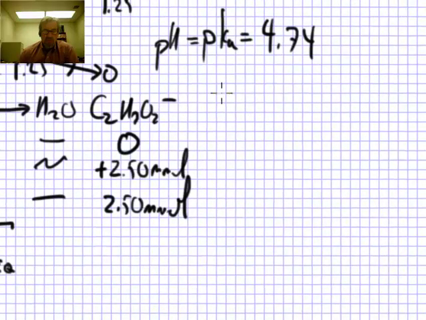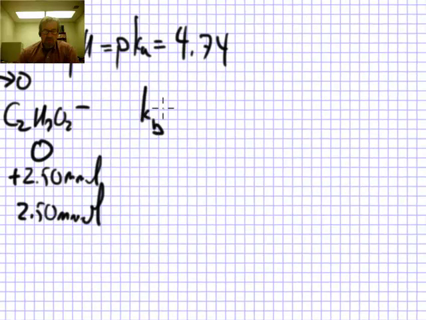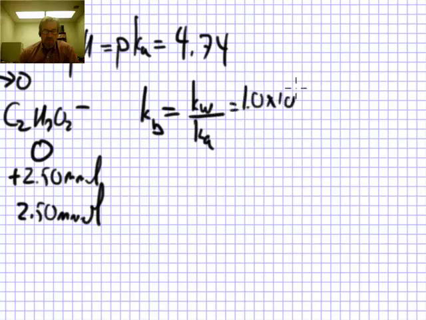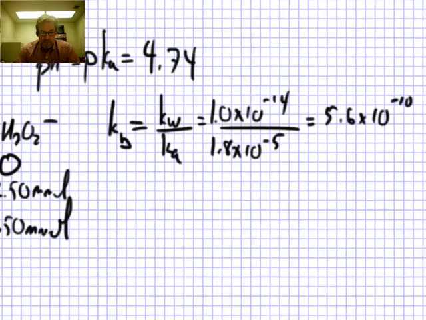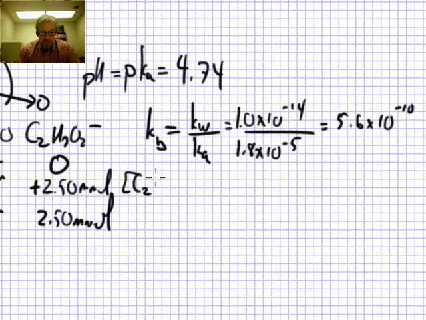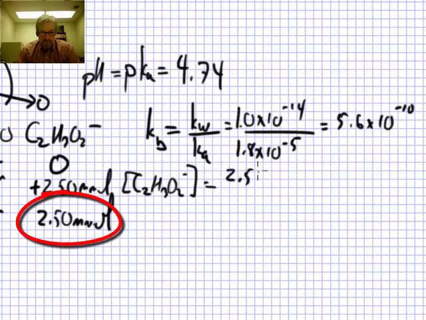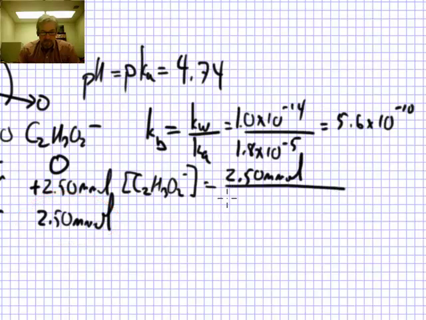Well, let's work on the Kb part first. The Kb for a weak base is equal to Kw divided by the Ka for its conjugate acid. So Kw is 1 times 10 to the minus 14th. The Ka for acetic acid was 1.8 times 10 to the minus 5th. So that means our Kb here is 5.6 times 10 to the minus 10th. Now let's work on the concentration of acetate ion. The concentration of our weak base, C2H3O2 minus, is going to be equal to the number of moles that are present in the solution, that's 2.50 millimoles, divided by the total volume. But the volume is the 25 milliliters that we started with, plus the 25 milliliters that we added, so a total of 50 milliliters. Our concentration is now 0.0500 molar.